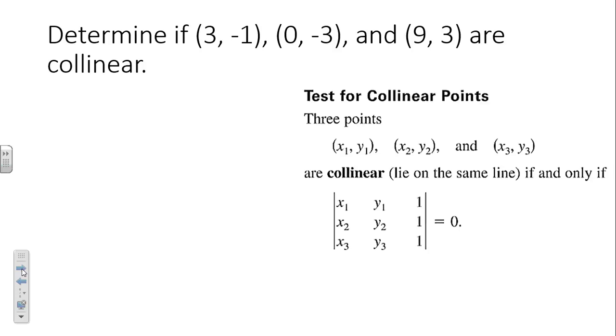Okay. So we'll rewrite. We have the points (3, -1), (0, -3), and (9, 3). Fill the last column with 1s. And we want to know, is that going to be equal to 0? So far, so good? All right, rewrite our columns.